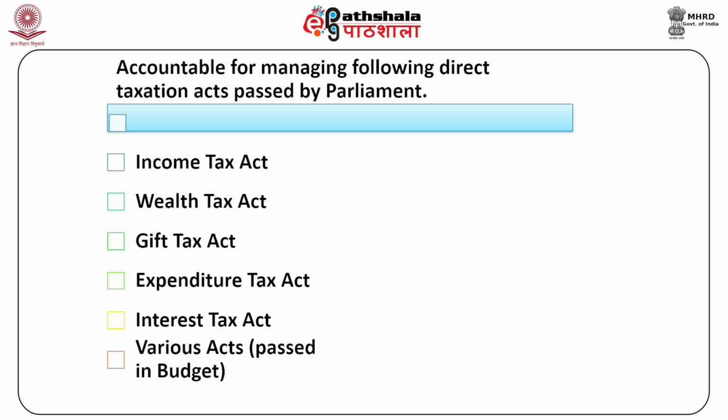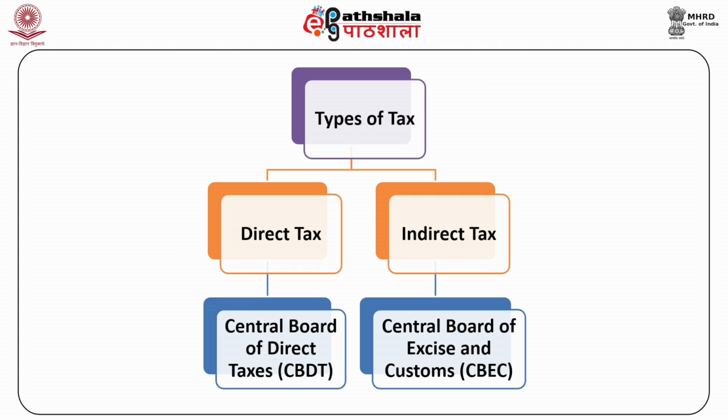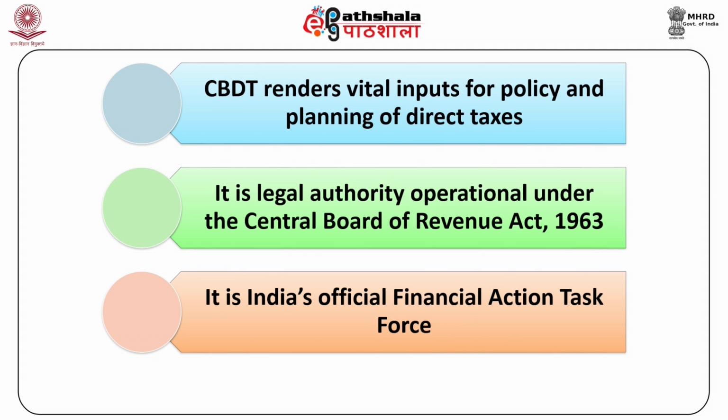The Income Tax Department is also accountable for implementing double taxation avoidance agreements and deals with several aspects of international taxation like transfer pricing. The two types of taxes, that is, the direct tax and the indirect taxes, are ruled by two different boards, that is, the Central Board of Direct Taxes, called CBDT, and the Central Board of Excise and Customs, called CBEC. We will now understand the Central Board of Direct Taxes in detail.